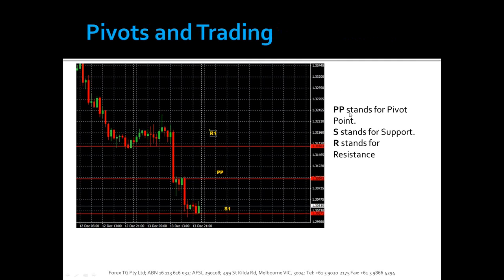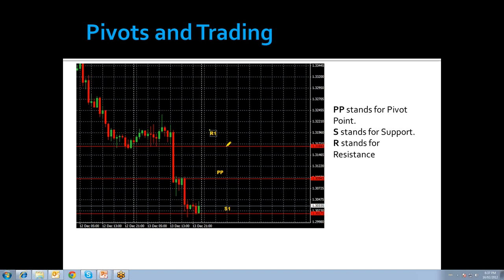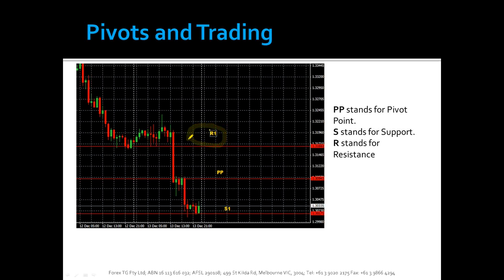So pivots and trading. Alright, so we know that PP stands for a pivot point, which is like a balance, and S stands for a support, and R stands for resistance. I'll show you here, for example in the highlighter, this is a resistance level. Should the price break above this, it normally goes higher. A pivot point is where it's balanced in between. And also we have a support level, where should it break the support, we can see a drop as well. Sometimes supports do act as resistance levels.